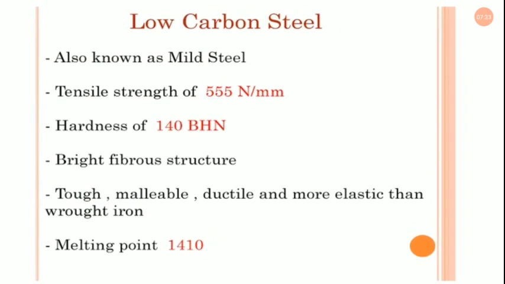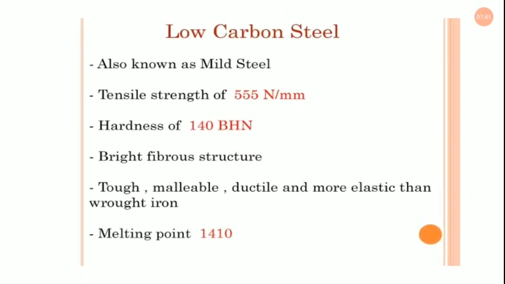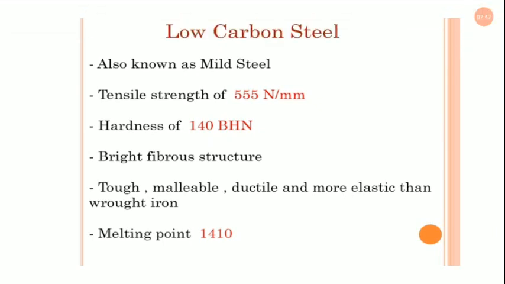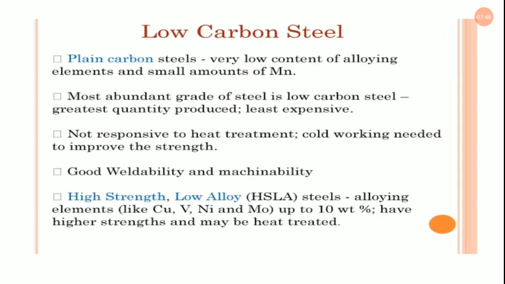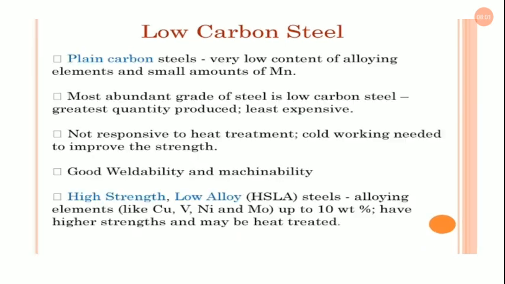Low carbon steel is also known as mild steel. It has a tensile strength of 555 Newton per millimeter square, a hardness of around 140 BHN, and a bright fibrous structure, and it is tough, malleable, ductile, and more elastic than wrought iron. Its melting point is around 1410.